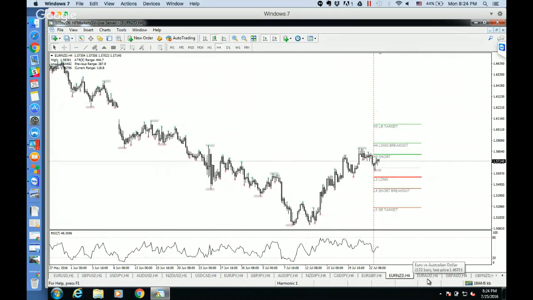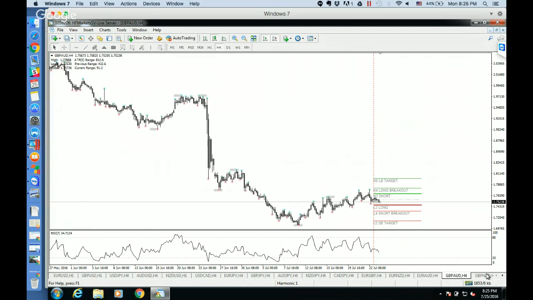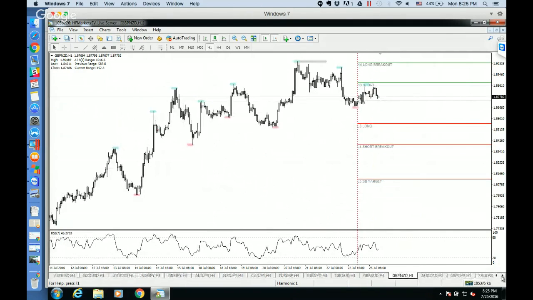Right, the others, Euro Kiwi, Euro Aussie, again because of fundamentals, best is not to touch these, because Euro is weak, Aussie is weak. Again, you don't want to trade any pair which is not clear in direction. Similar for Pound Aussie and Pound Kiwi.